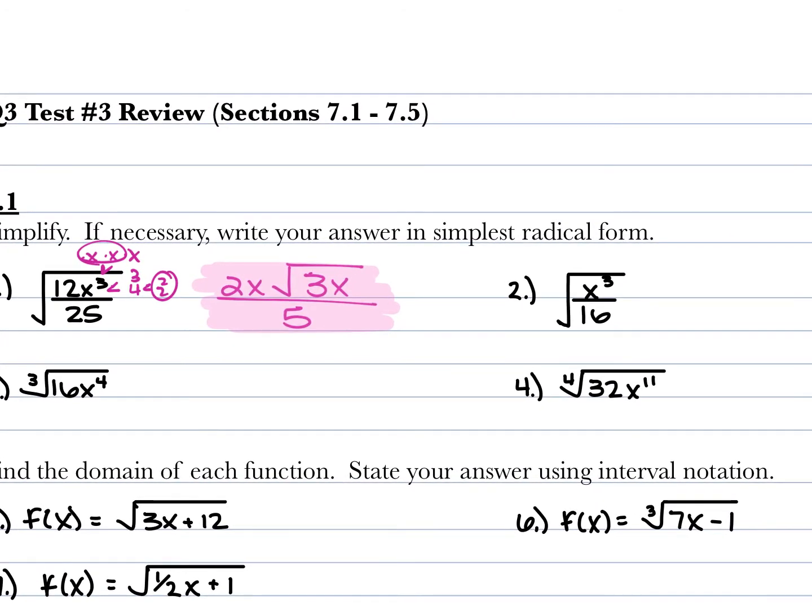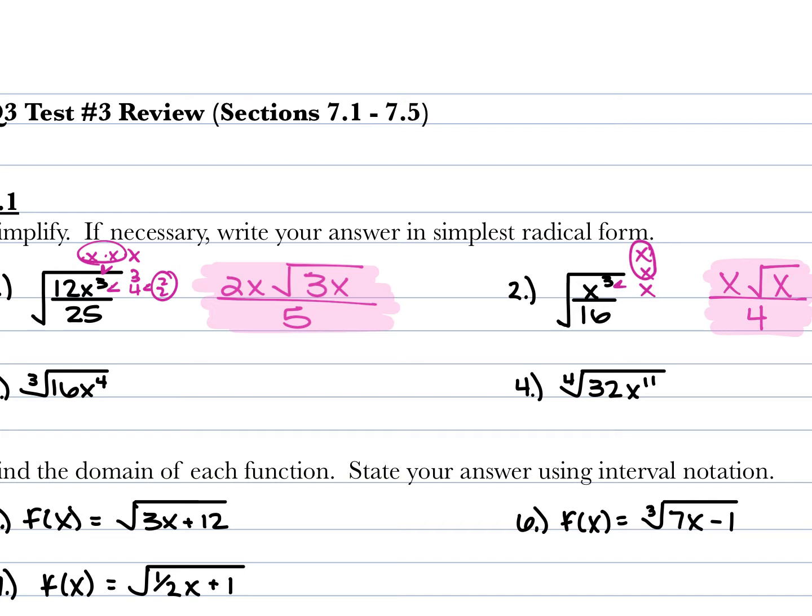For number 2, you have the square root of x cubed over 16. So again, this x cubed is like saying x times x times x. You have 2 x's that pair up, so 1 comes out. The one that's left over stays under, and the square root of 16 is just 4. So it's just x square root x over 4.